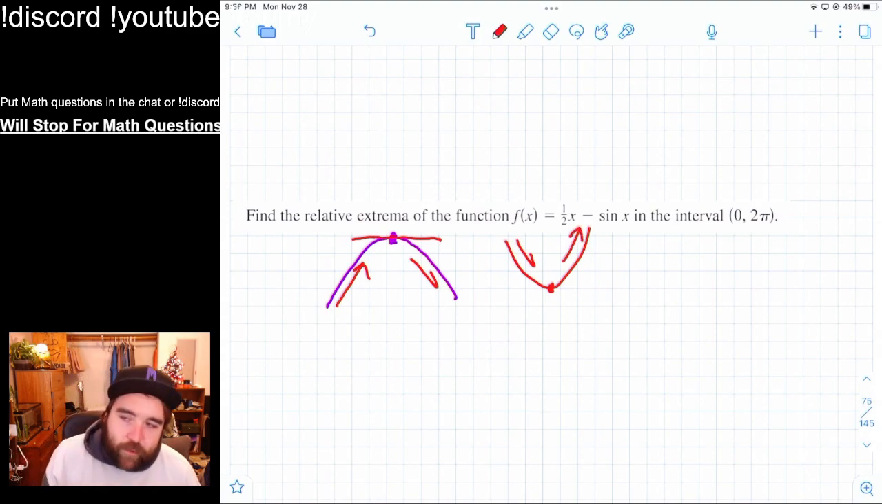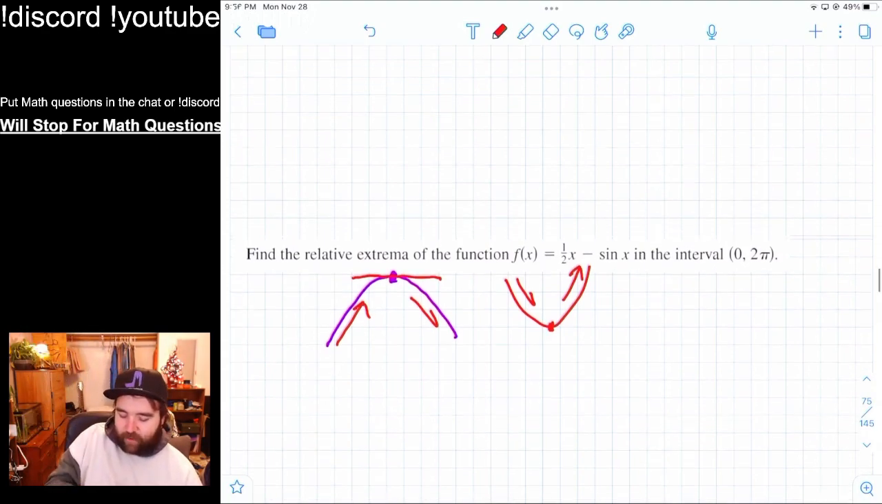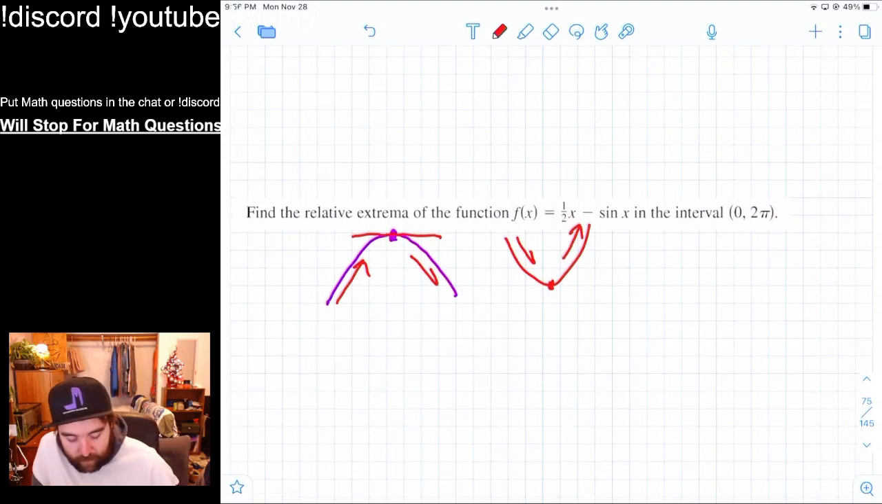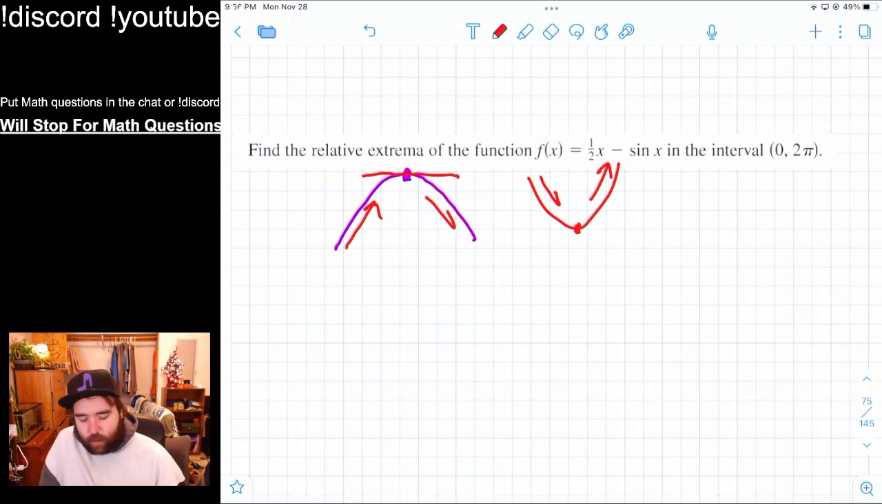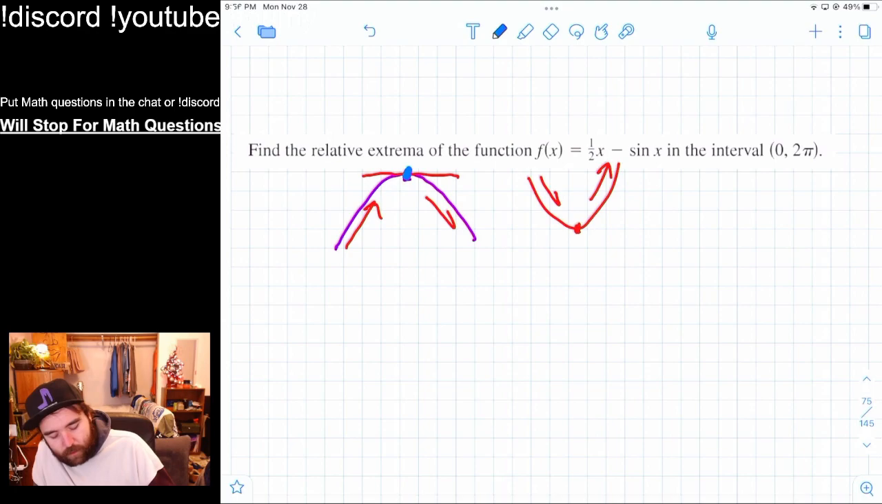Now, I don't like to try to remember the whole going from decreasing to increasing is a minimum thing. I like to think about it every time. But it's important to see that, so you can think about it every time. So what are we going to do? Well, we're going to find all of these points, and then we're going to test them. We're going to see where it's increasing and decreasing to see if those points are going to be minimums or maximums.